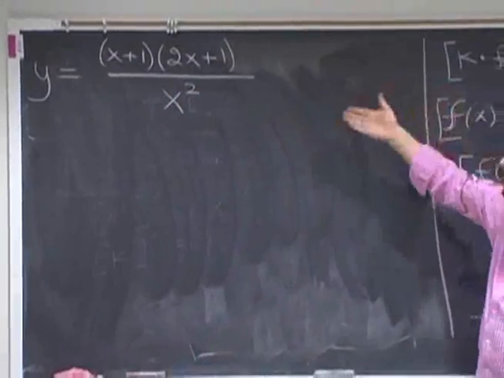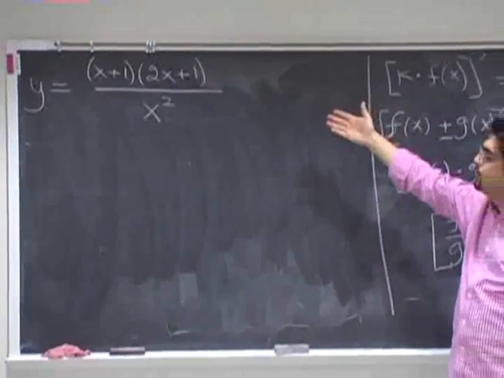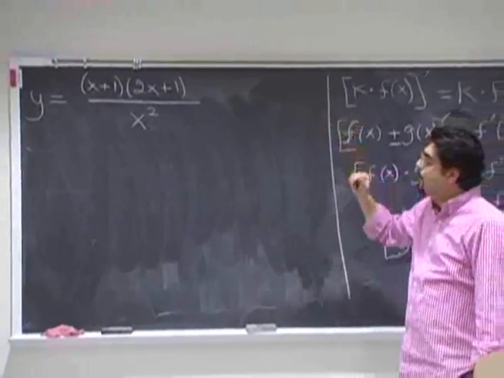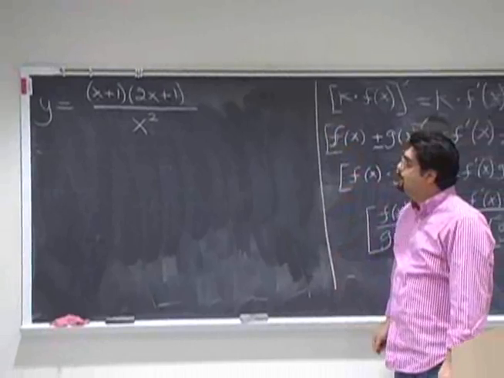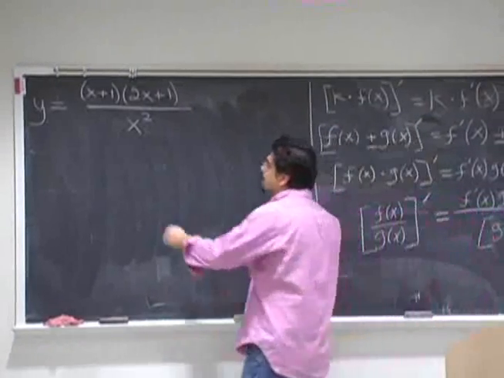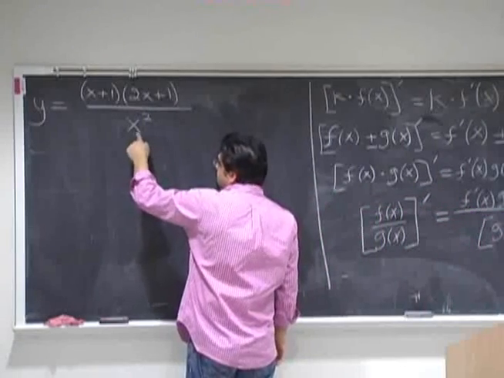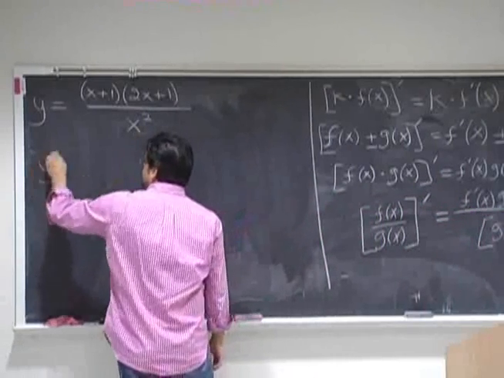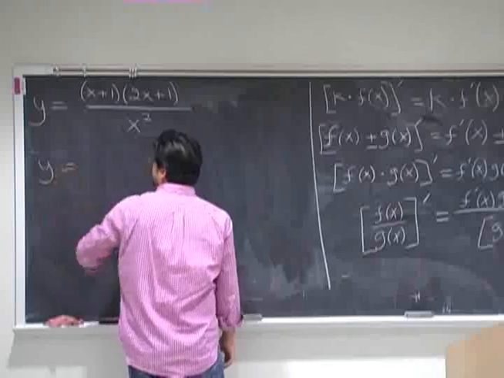It looks like a quotient. It is a quotient, so we could probably use the quotient rule. But again, we get something really, really long and complicated. Since the denominator is a single term, it might be better to first simplify this before we do the derivative.